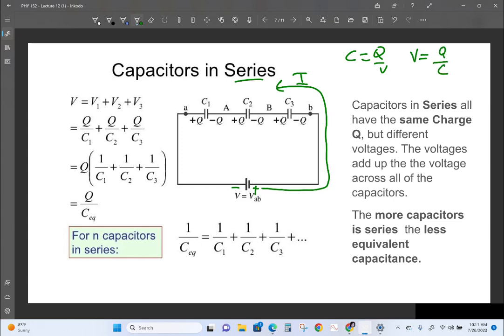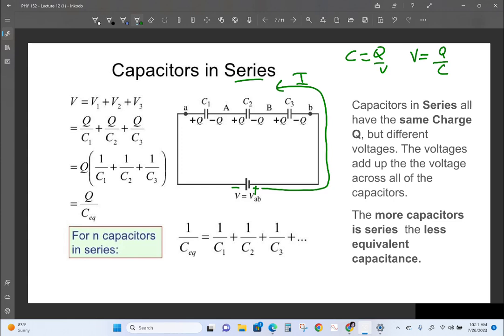So if I want to know what the voltage is of capacitor 1, I would need to know the charge divided by C1. And the charge divided by C2, and the charge divided by C3 would find the voltages. So all I've done here is write this out. Now let's talk about why the Q is the same here.